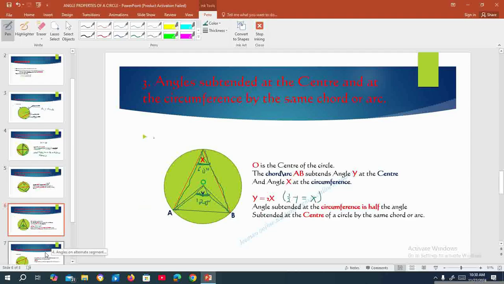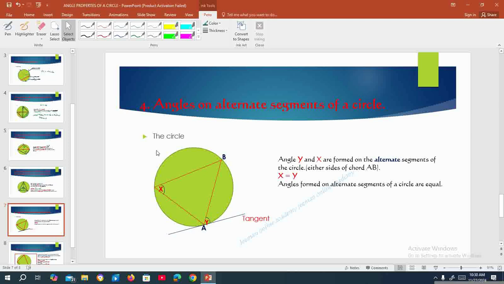The next property, angle subtended on alternate segments of a circle. So our chord of reference here is chord AB, then the tangent line that is drawn here and named here. So this is the chord we are going to be using. This chord is subtending these two angles here. It's subtending this angle X in this segment, this major segment.